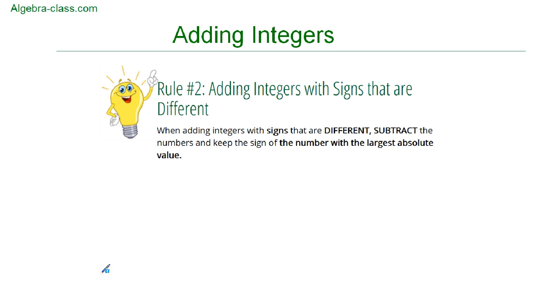Now it becomes a little trickier when signs are different. So when you have signs that are different, you're going to actually subtract the numbers and keep the sign of the number with the largest absolute value. Now, that definition can be a little tricky to understand, but I'm going to show you exactly how it works. So we have 4 plus negative 2. So since my signs are different, I'm going to subtract the numbers. So 4 minus 2, and when I do this, I'm not going to think about this negative. I'm just thinking about the numbers. So 4 minus 2 is 2. And then I'm going to keep the sign of the number with the largest absolute value.